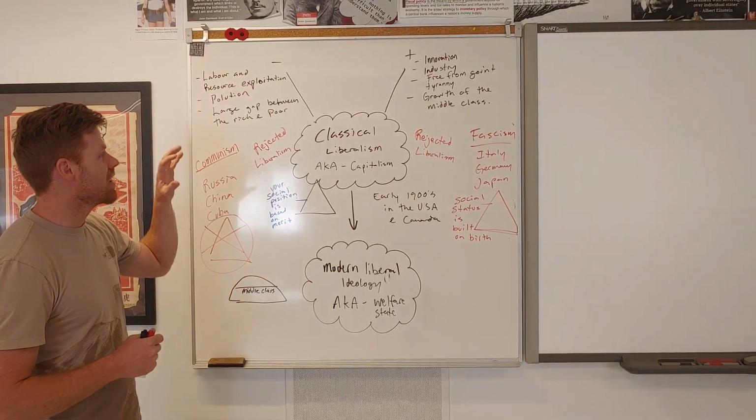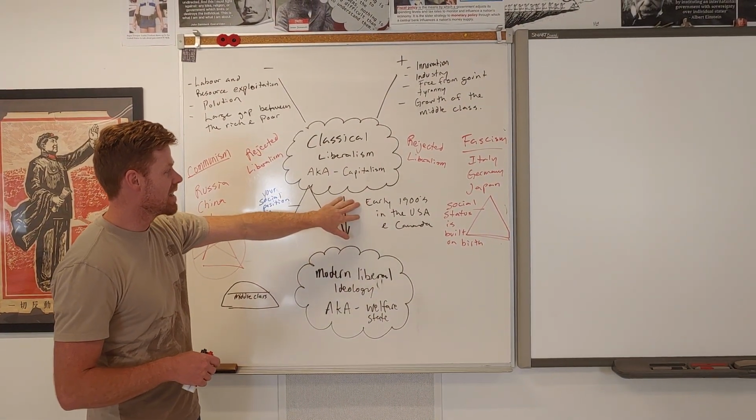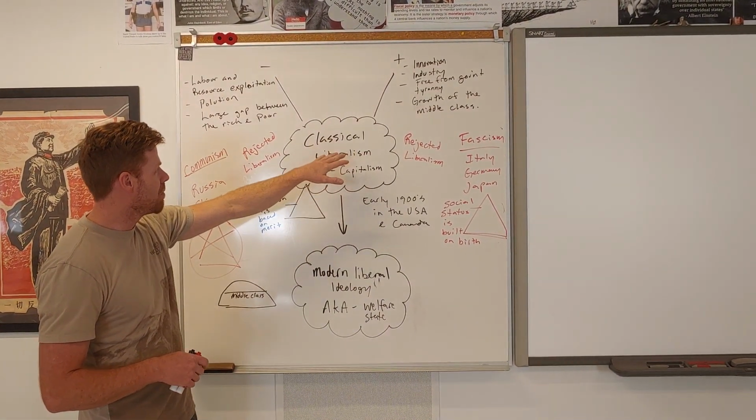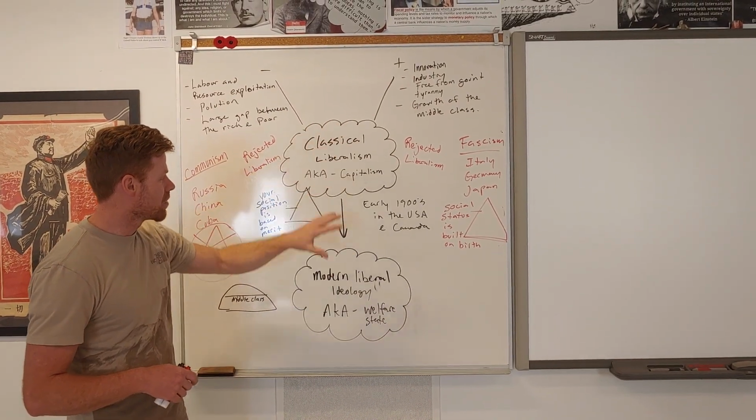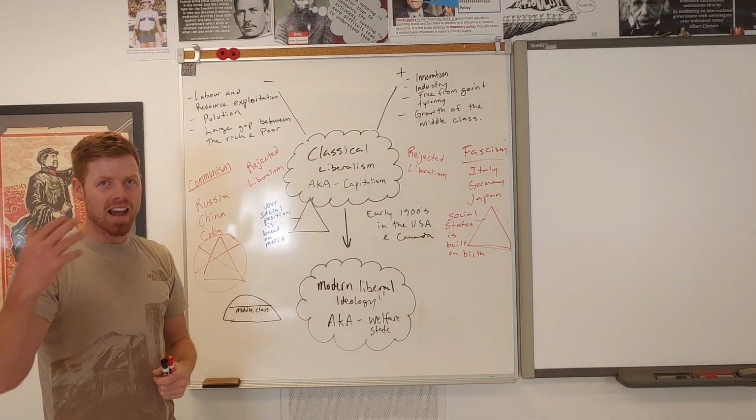So that is kind of the introduction to this part of the course. We're going to be focusing just on the 1900s in the United States and Canada to help us understand the shift from classical to modern liberal. We'll talk about communism and fascism in more detail in the next unit.